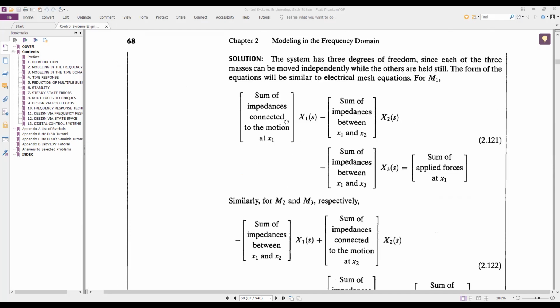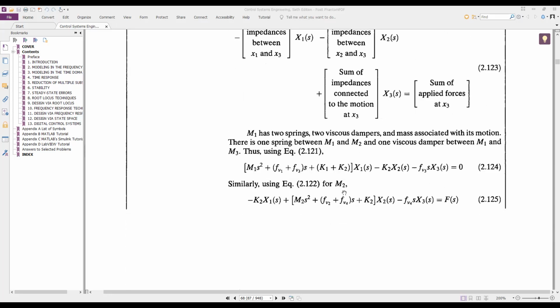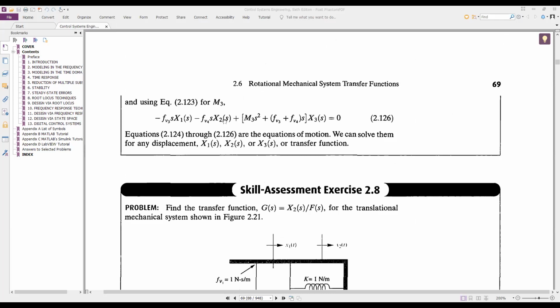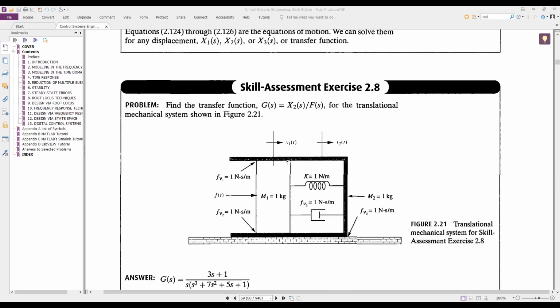Now that is the formula: sum of impedances connected to the motion at x1 into x1 is minus sum of impedances between x1 and x2 into x2. The same formula applies, and they have seen the tricks. Same thing for M2. Right part, do not solve. Just check this out.